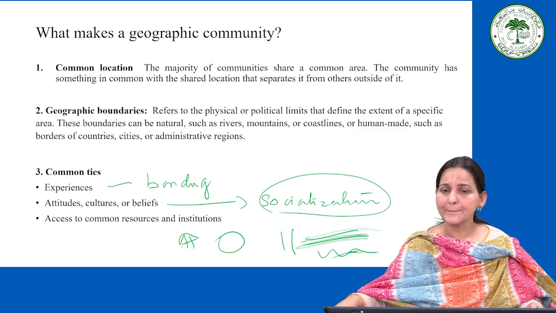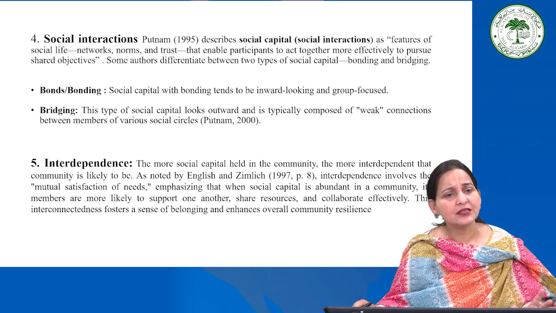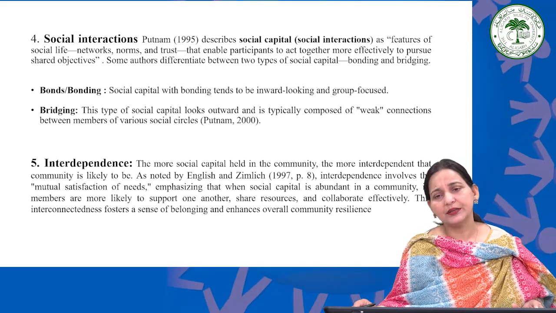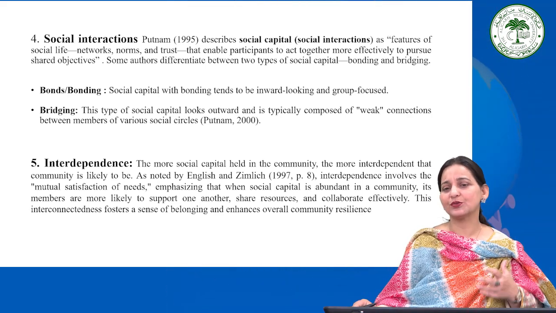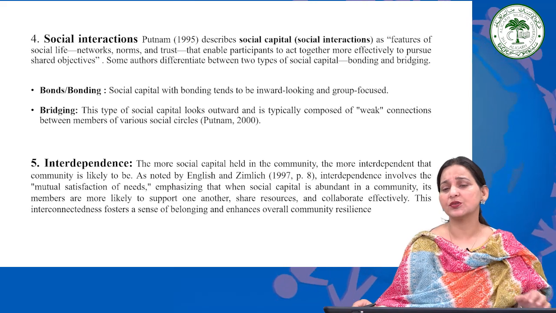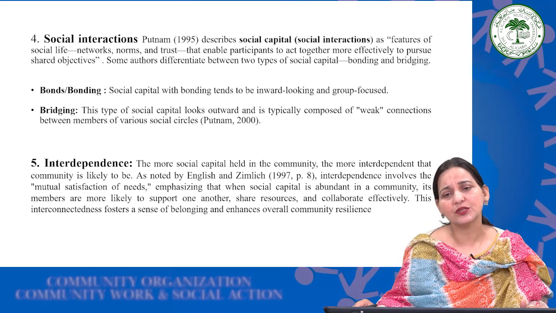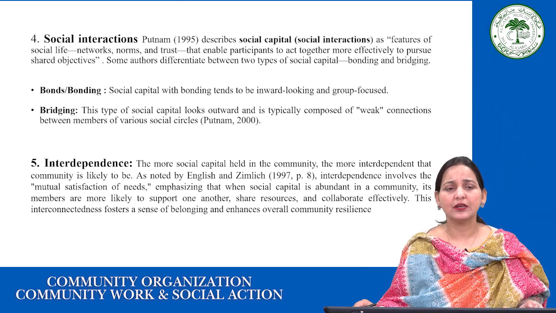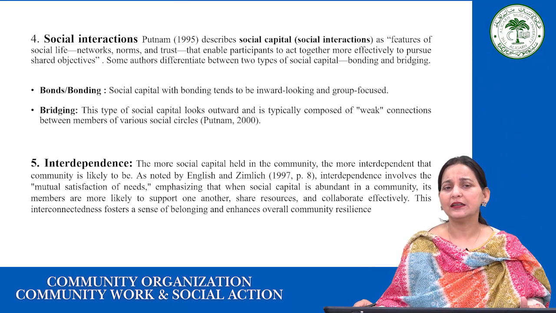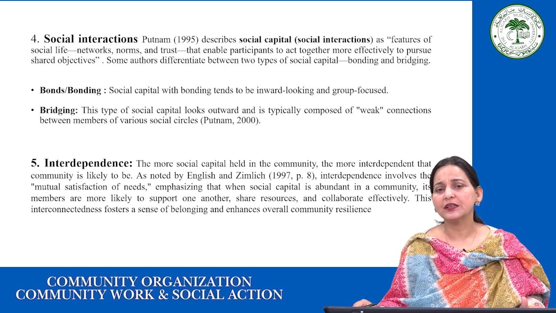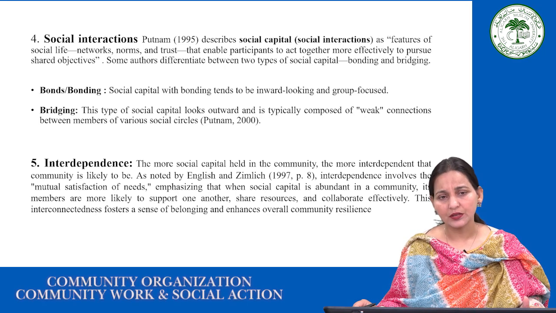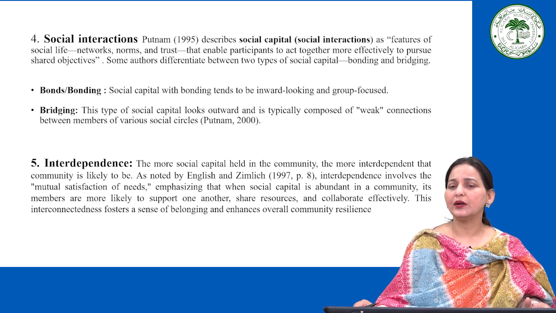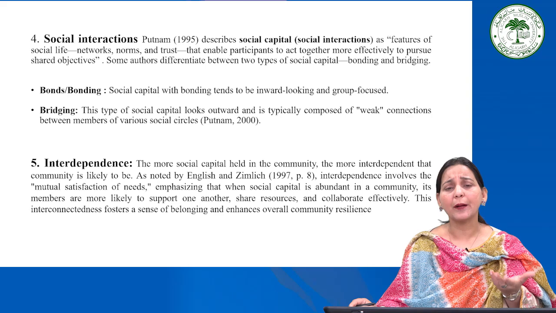So moving ahead. The next characteristic is social interaction, and here many a time I talk about social capital. Particularly, I like this aspect of social capital, because we have to look into it. Social capital is about social interaction, as defined by Putnam: a feature of social life, networks, norms, and trust that enable participants to act together more effectively to pursue shared objectives. Some authors differentiate between two types of social capital, bonding and bridging. Before coming to bonding and bridging, let's first define what social capital is all about.